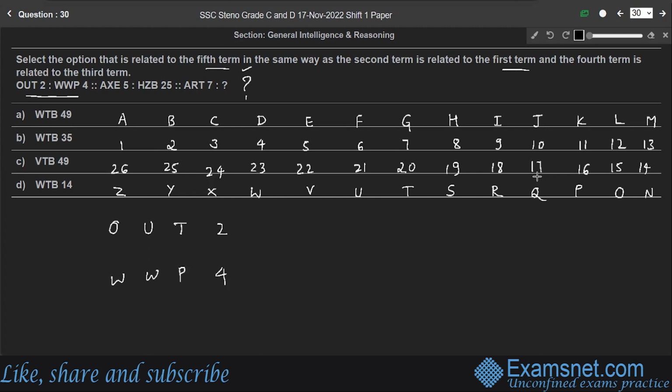So here, the positional value of O is how much? 15, right? So when 1 is added to O, you will get P. O plus 1 is P, right? So next one, the positional value of U is 21, W is 23. So we have to add 2 to U to get W, right? Therefore, to get W again, the first letter of the code, you have to add 3 to T. Since T is 20, W is 23. So T plus 3 is W, and 4 is nothing but the square of 2, right?